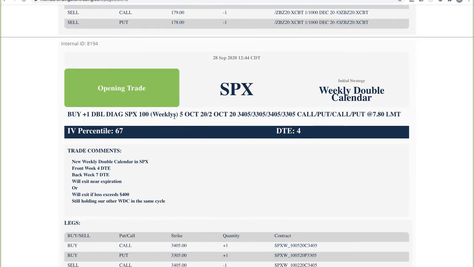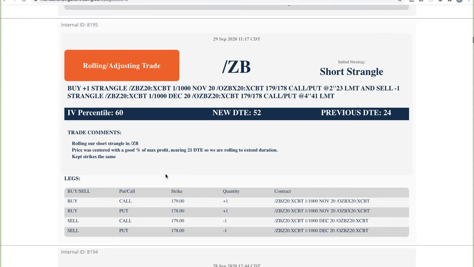Opening trade in SPX. We did a new weekly double calendar, and we already had one. So this was our second one that we had on at the time, and we closed both of those out today. I'll get to that here in just a second.